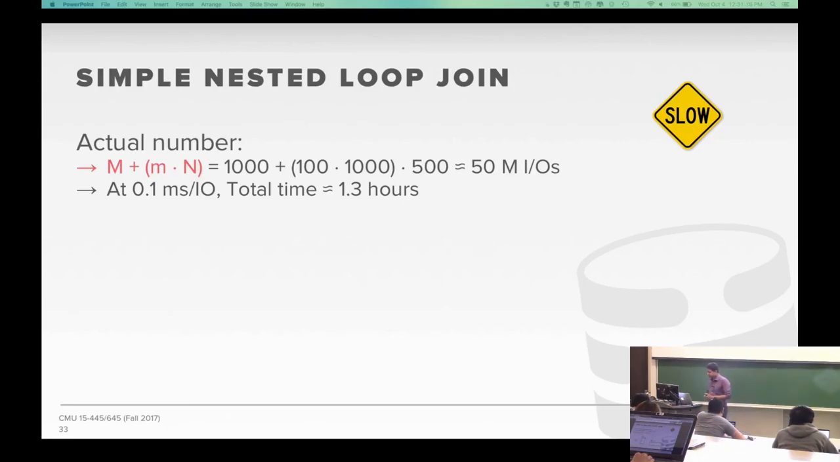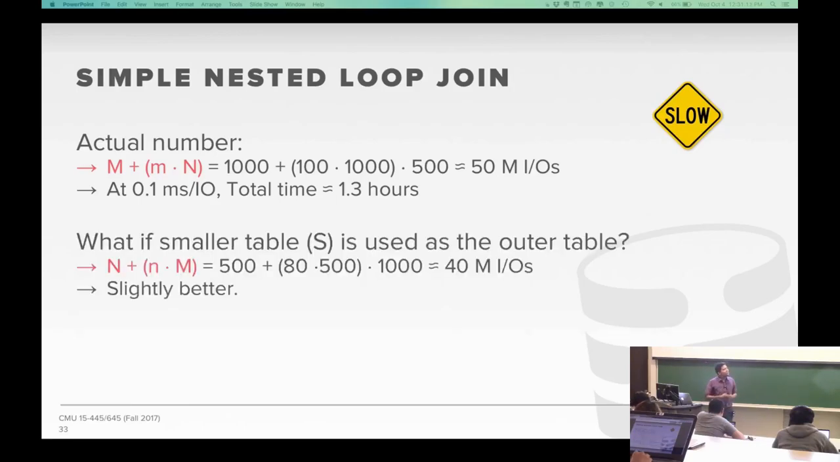So even if you end up swapping the tables, like using S as the outer table, you change the equation a little bit, because in this case n is the first table, so you swap m and n, but still you end up with 40 million IO operations. So that's slightly better, but still it will take probably an hour. It doesn't improve things significantly.